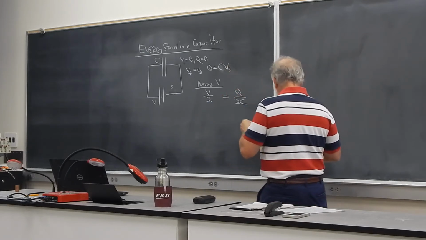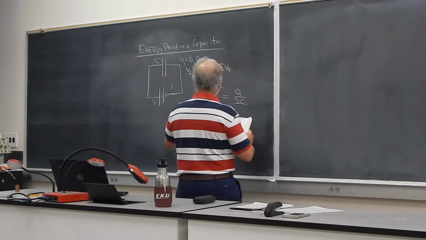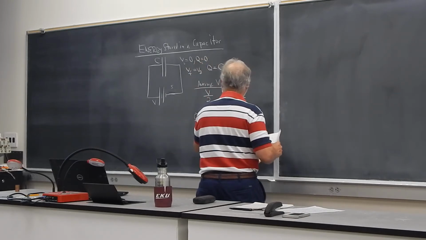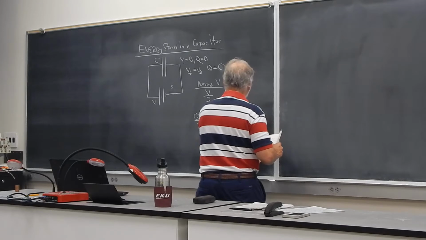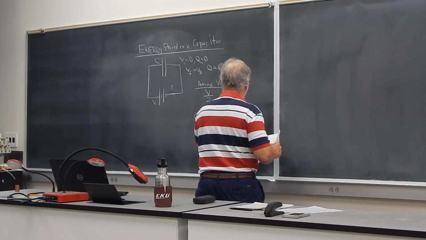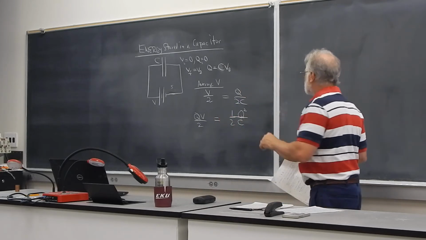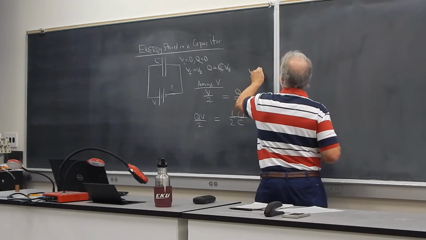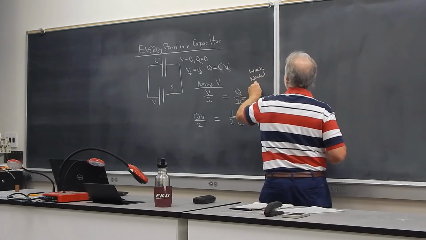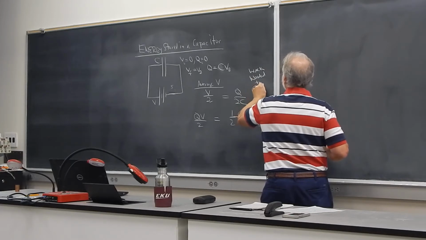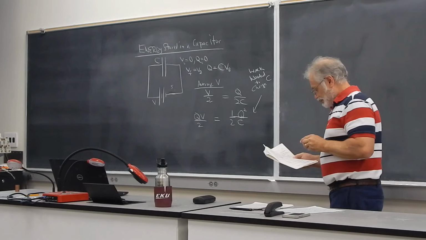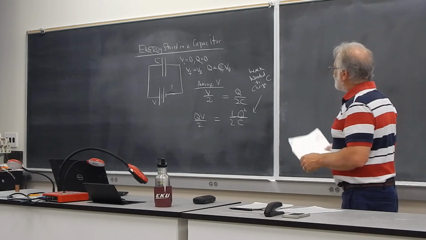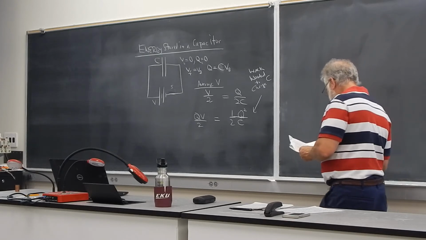So the work I would need to charge the capacitor would be equal to Q times V over 2, or 1/2 Q squared over C. So this is the work needed to charge the capacitor. That's sort of a ballpark, back of the envelope estimate. We could do a more detailed proof.